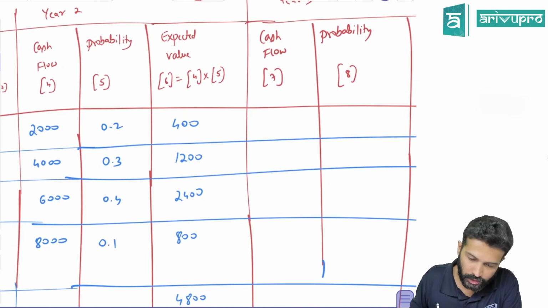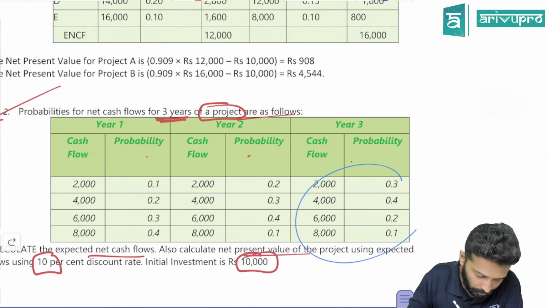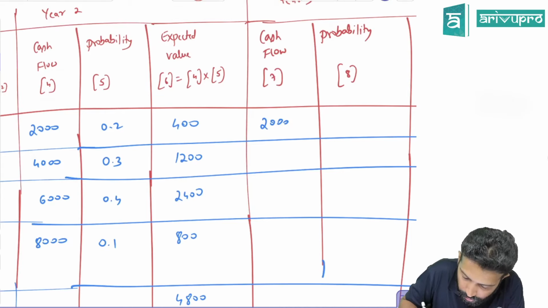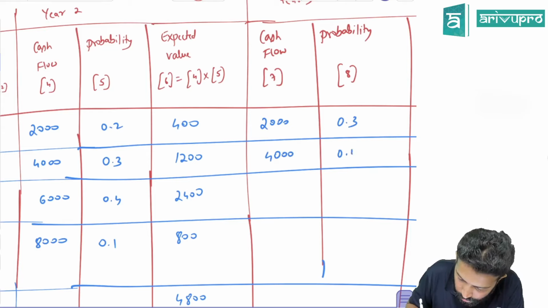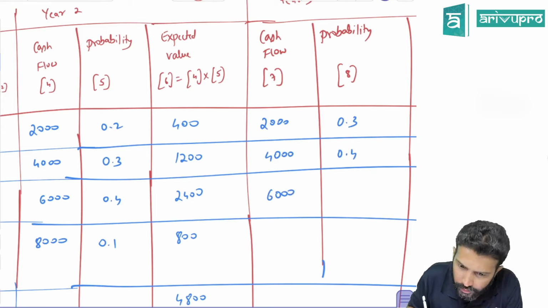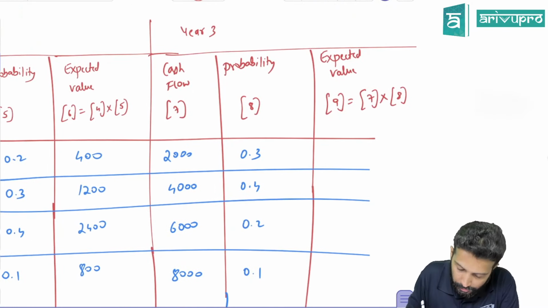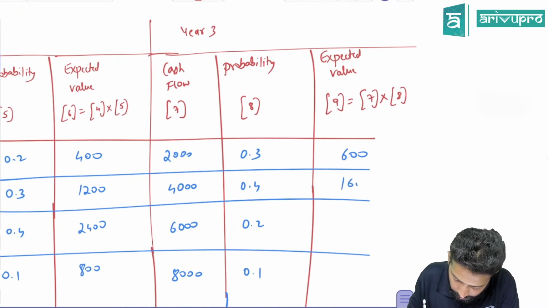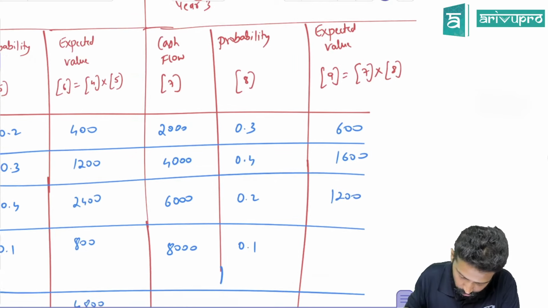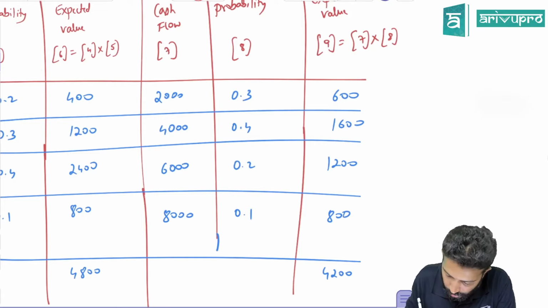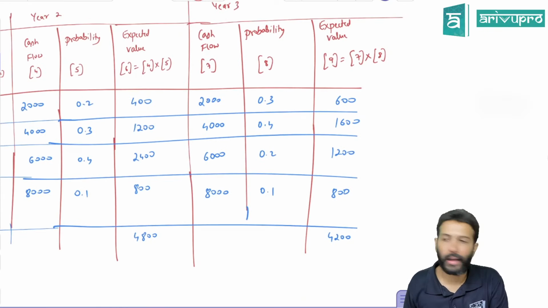Similarly, for your third year, the cash flow and probability factor I'm copying from this, so it is 2000 and 0.3, then it is 4000, 0.4, then 6000 and 0.2, 8000 and 0.1. When you multiply, here it will be 600, 1600, 1200 and 800. 2000, 3600, 4200 is your expected value.